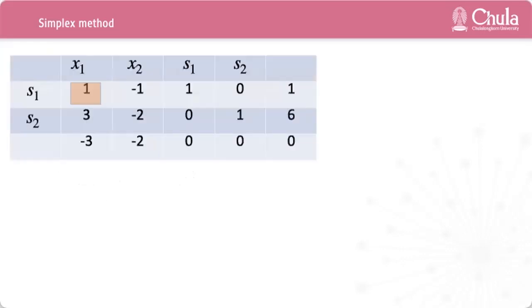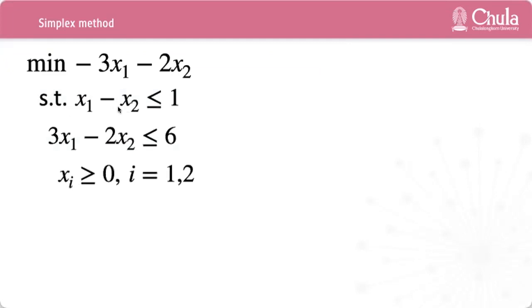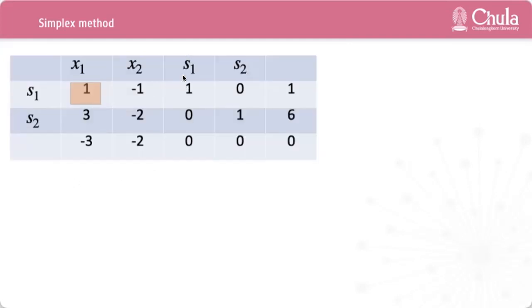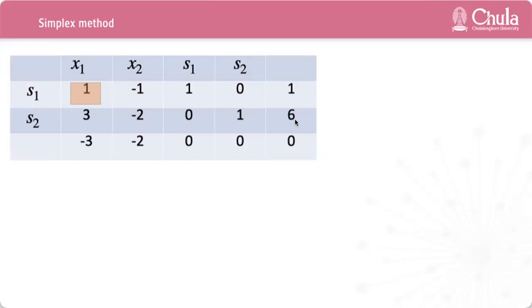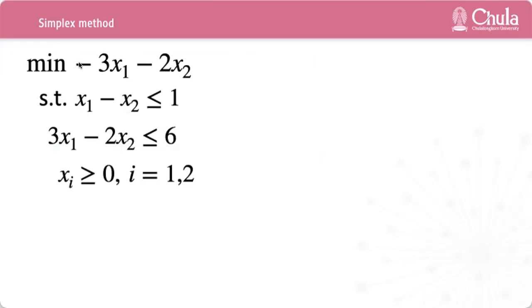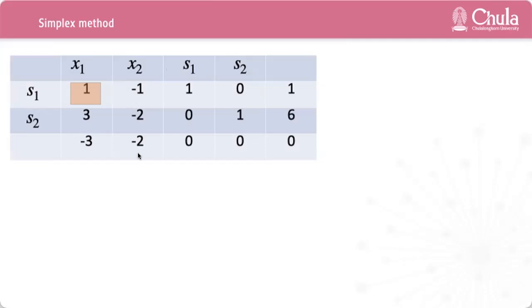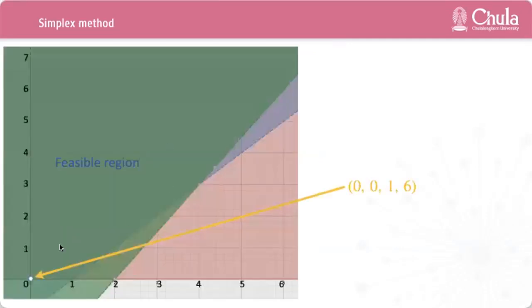So we put everything in the table. We have x1, x2 as non-basic variables, and s1, s2 as basic variables, and then the coefficients are 1, minus 1, and then 1 for s1, and 3, minus 2, and 1 in front of s2, all right? And the right-hand side is 1, 6. And the objective function is minus 3, minus 2. Okay, we begin at this point.